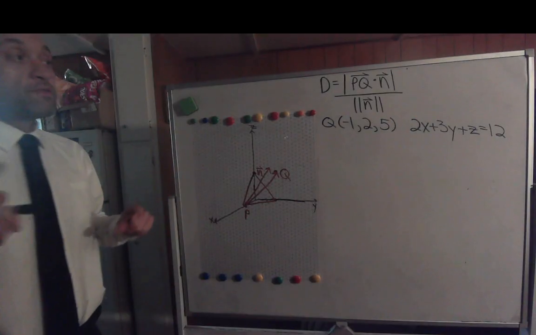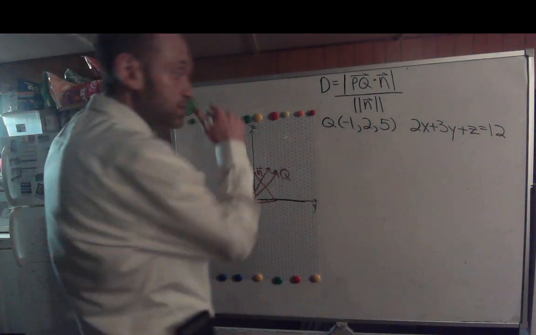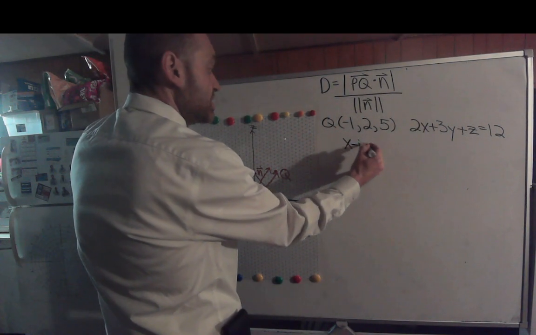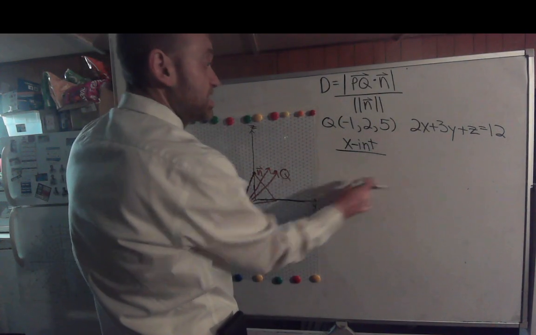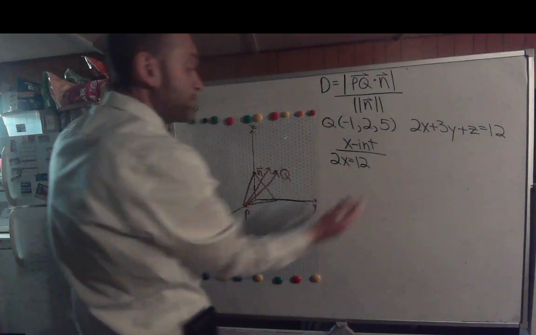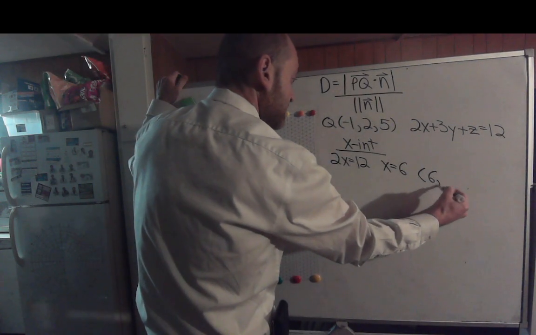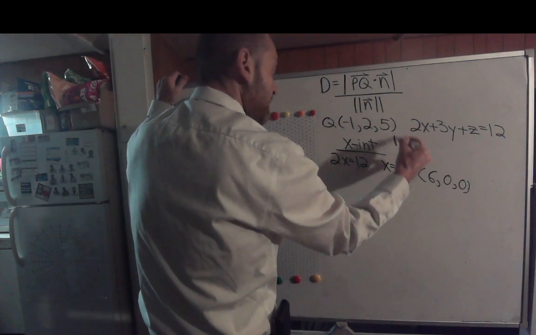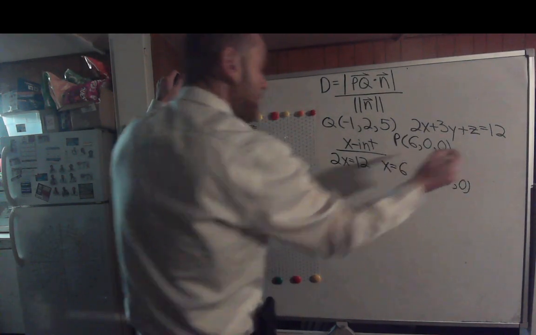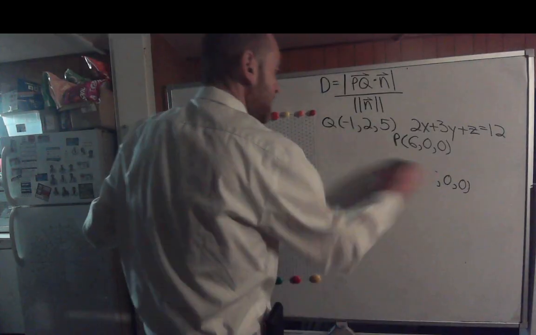Alright, first thing I suggest we do, again, find a point P which is on the plane. So point P would be, we'll make that our x-intercept. We can call that being on the plane. So set y and z equal to 0. That would give you 2x equals 12, which would end up giving you x equals 6. So your x-intercept would be at 6, 0, 0. So now we've identified a point P on the plane being 6, 0, 0.